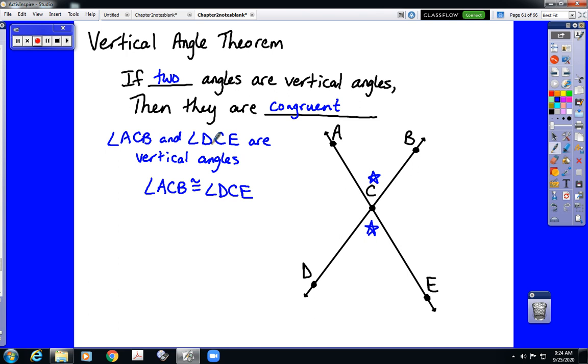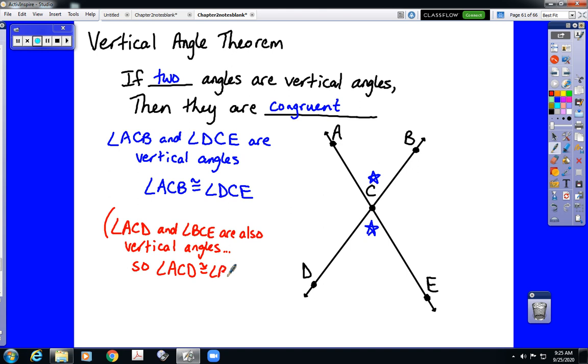Okay, keep in mind that there is a second pair of vertical angles in this picture as well. Angle ACD and angle BCE are also vertical, which means that angle ACD is congruent to angle BCE as well. Every pair of vertical angles must be congruent. That is what this section says.